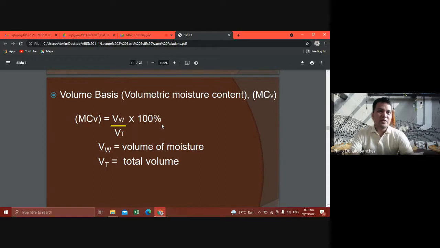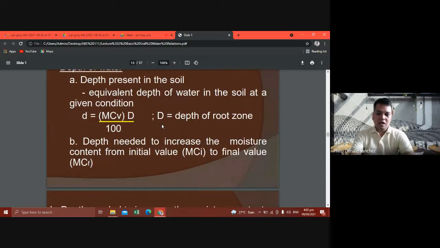For volume, you can use a cylinder. For example, you took 1 kilo of soil and put it in a graduated cylinder. It reached 0.8 liters, no? And then after drying, it only reached 0.2 or 0.1 liters. So, at least that's the volume, no? But do not equate volume with moisture because it's a different story, no? Always remember that. All right.